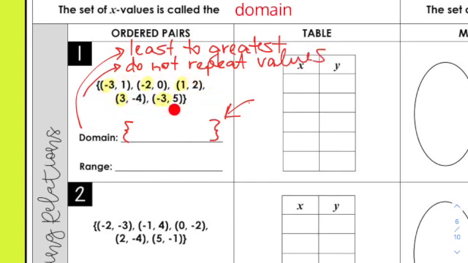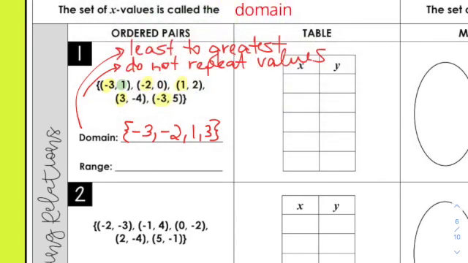Of course, in the ordered pairs, you repeat the value. In the table, you repeat the value. In the graph, you repeat the value. But in domain and range, you do not. So let's write this from smallest to greatest. Between negative 3, negative 2, 1, 3, and negative 3, the smallest number we have is negative 3. After that, negative 2, 1, and positive 3.